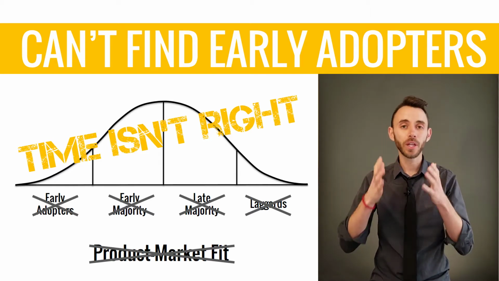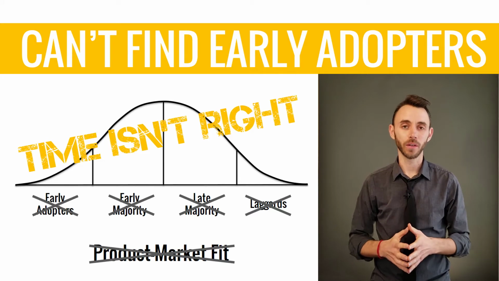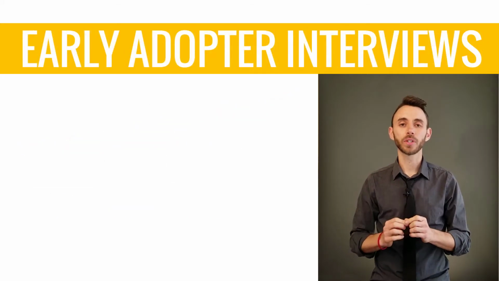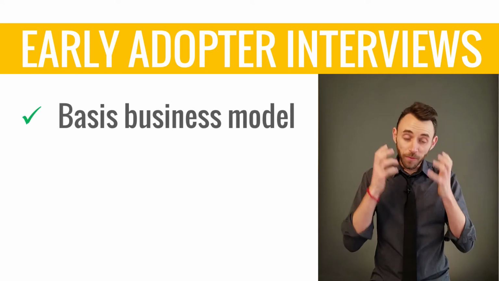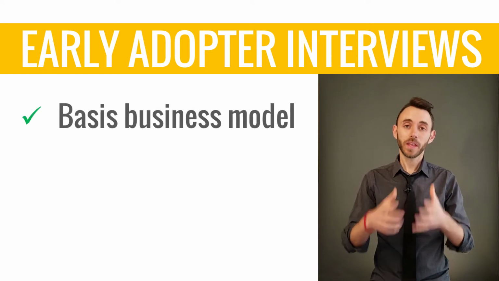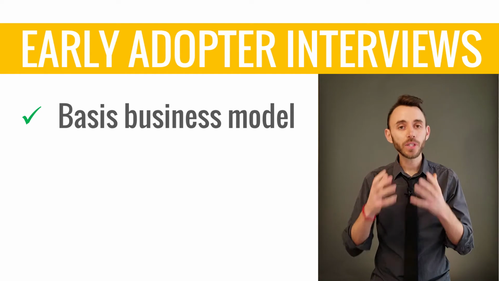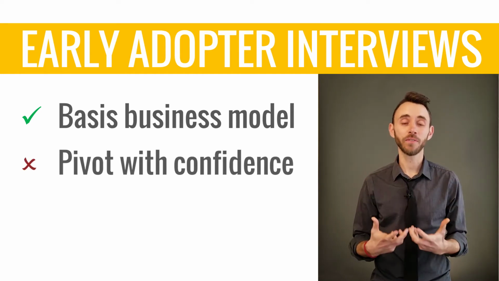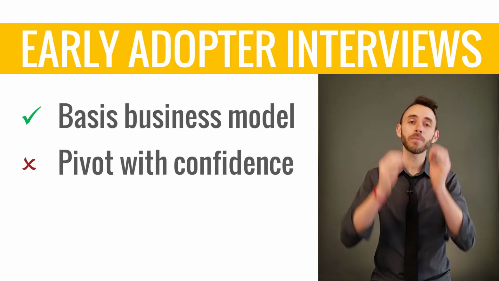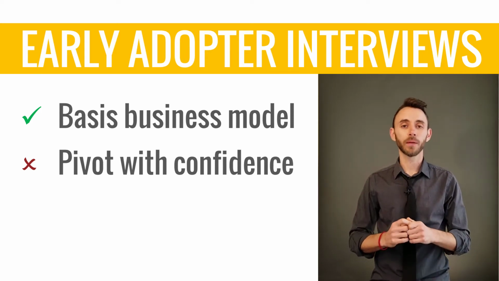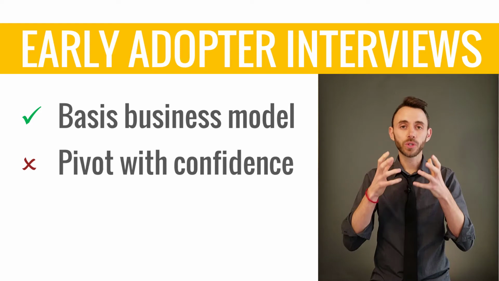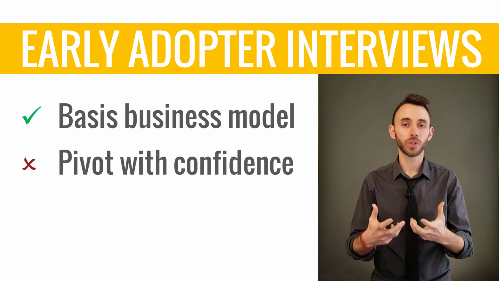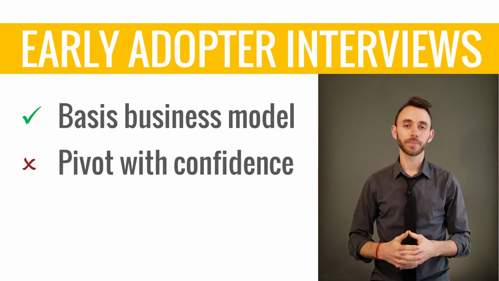We don't know, but we know that now is not the right time to solve it. So you can see by trying to interview early adopters, we can form the basis of the business model if we find them. But if we don't find them, it's also good news because we can pivot with confidence. If we can't find people who are seeking a solution to the problem, then we know that your students can go find another problem to solve that's going to be better suited to achieve their goals.